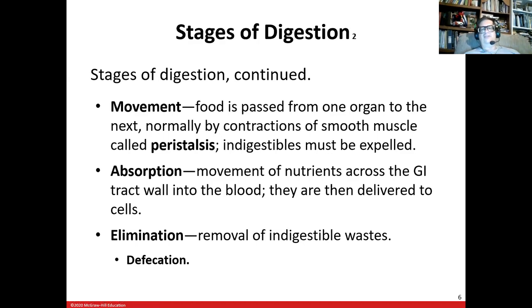Anyway, absorption is moving nutrients from the inside of the GI tract, from the lumen, across the wall of the intestine, across the wall of the digestive organ, into the blood. And then it's carried from blood to liver to cells. Actually to the liver, detoxified, and then off to cells. Anyway, elimination is getting rid of the stuff you can't digest. Defecation, this will sound crude, but pooping, that's defecation, removing the feces from the body.